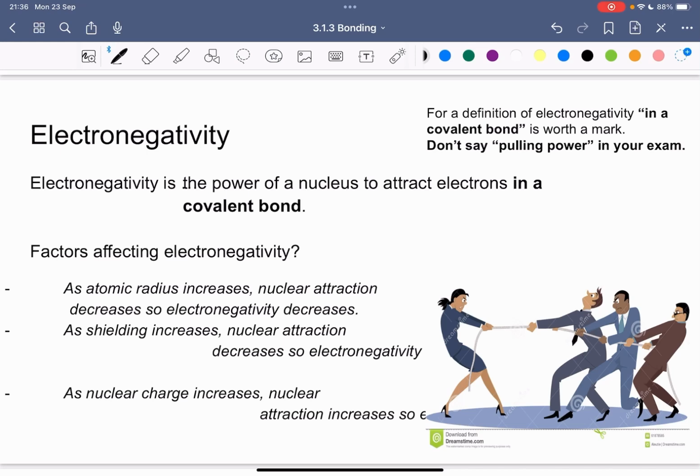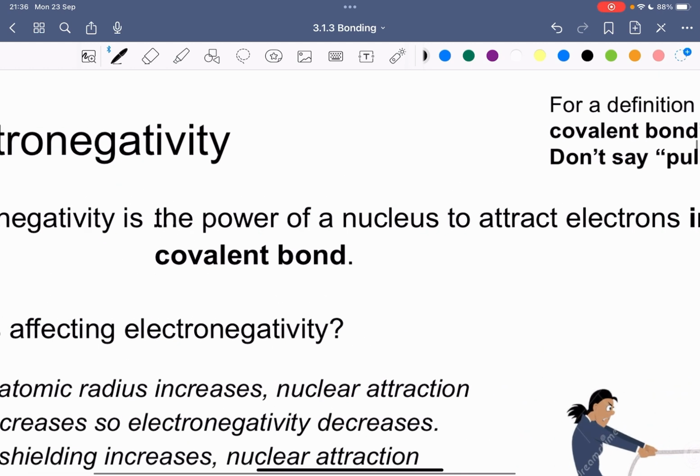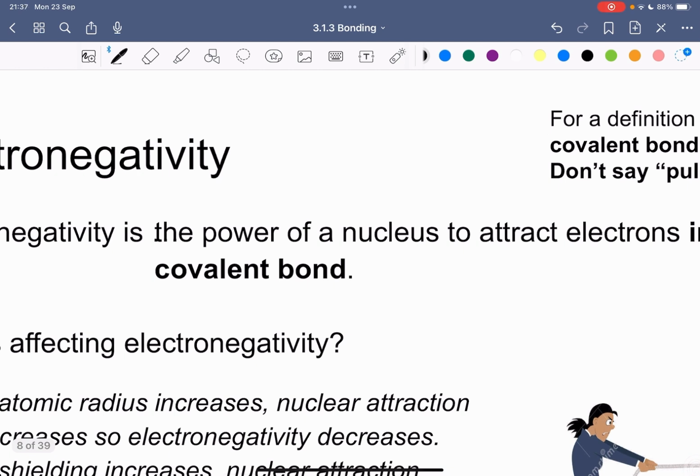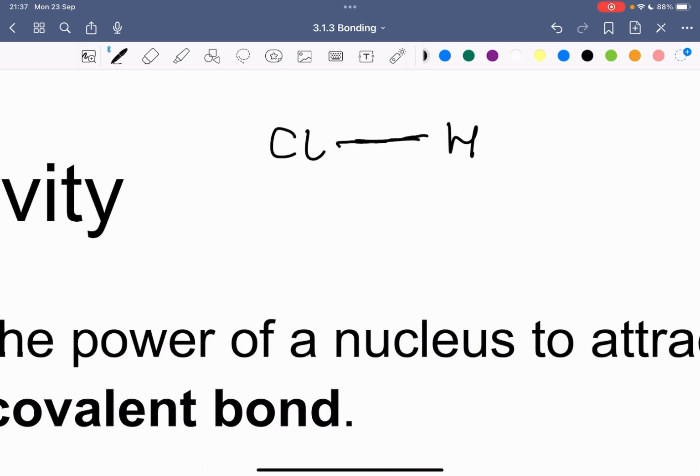Alright, so in this video I'm going to start off by going through electronegativity. Now, electronegativity is the power of a nucleus to attract electrons in a covalent bond. What this means is, if you think back to GCSE, if you had a covalent bond, something like ClH, for example, it was kind of implied that the electrons were in the middle of the covalent bond. So, something like this, okay? However, this isn't necessarily true.